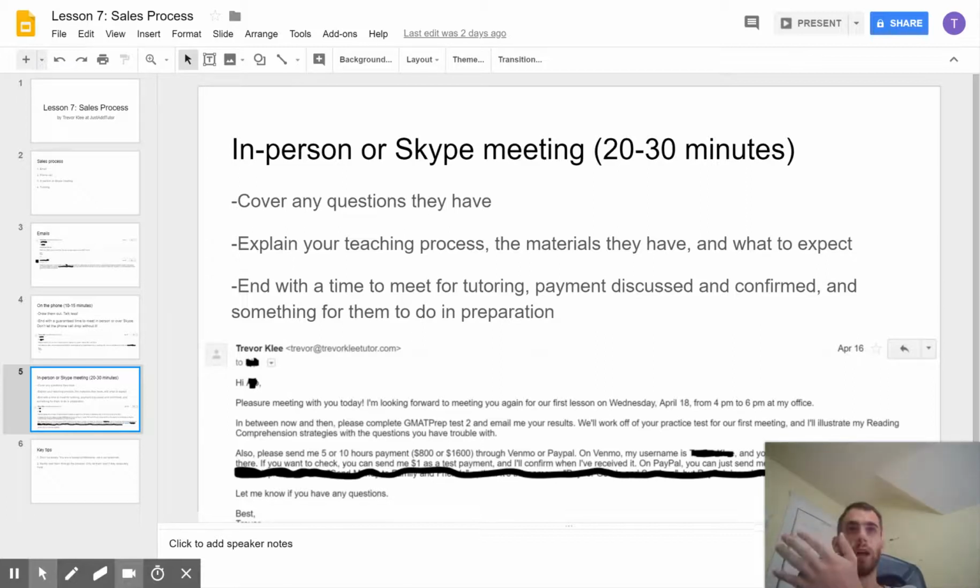I work off of practice tests. I work off your practice test, figure out your individual strengths and weaknesses, and then from there, we craft a lesson plan. I say these are the materials I use, and I say this is what to expect in terms of the amount of work I want you to do, the homework I'll assign, what sort of contact we'll have.